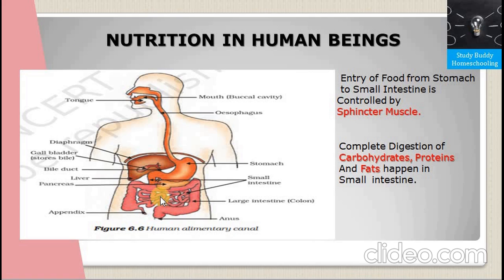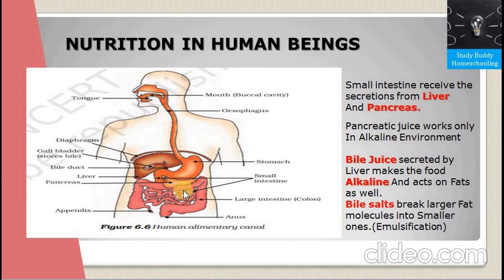This is a very important part of the digestive system where complete digestion of carbohydrates, proteins and fats happen. So this small intestine, which is a long coiled tube, receives its secretions from liver and pancreas. Pancreas produces pancreatic juice. Pancreatic juice works only in alkaline environment.